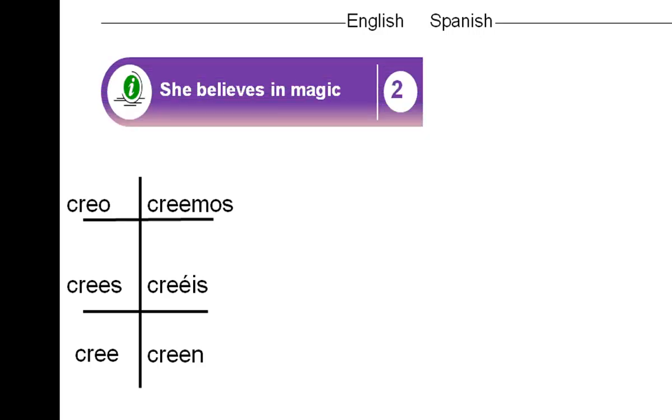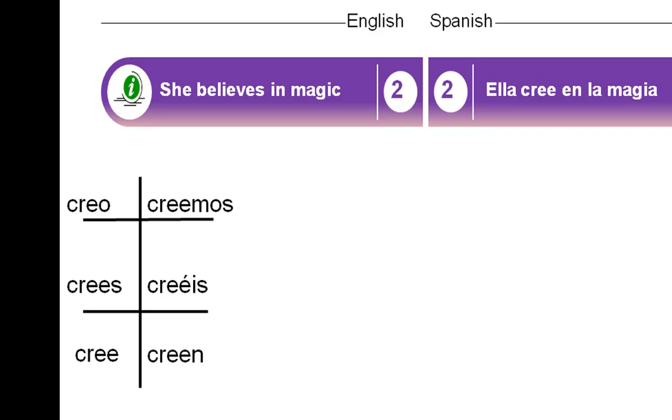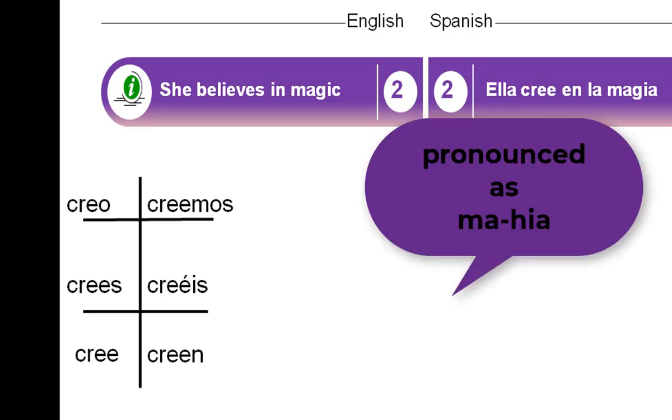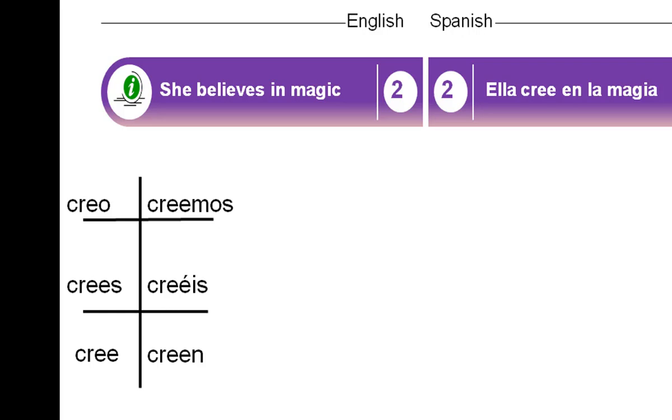She believes in magic. So third form, ella believes. Cree en, and magic is magia. Ella cree en la magia. Magia is a feminine noun. So to say she believes in the magic, we add la in front of the magia. Ella cree en la magia. She believes in magic.